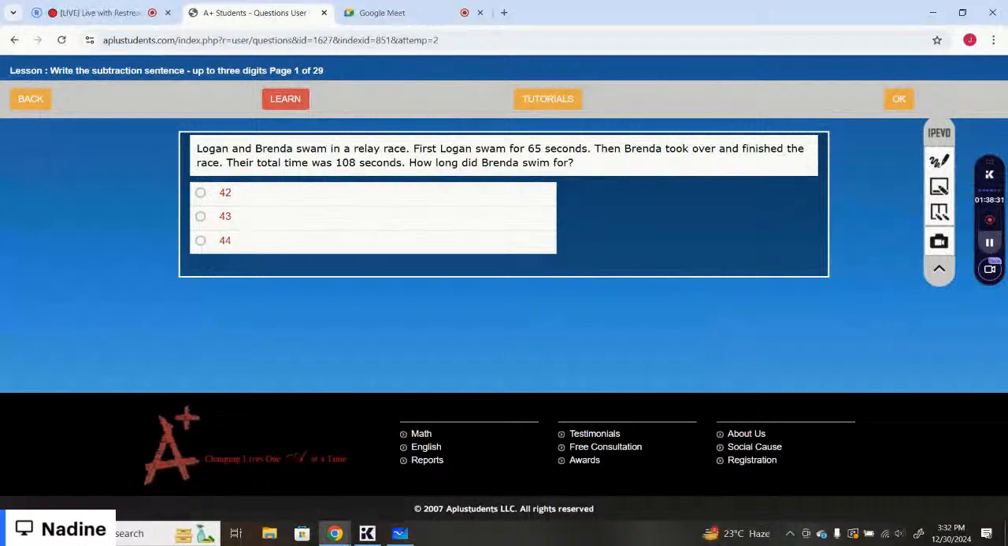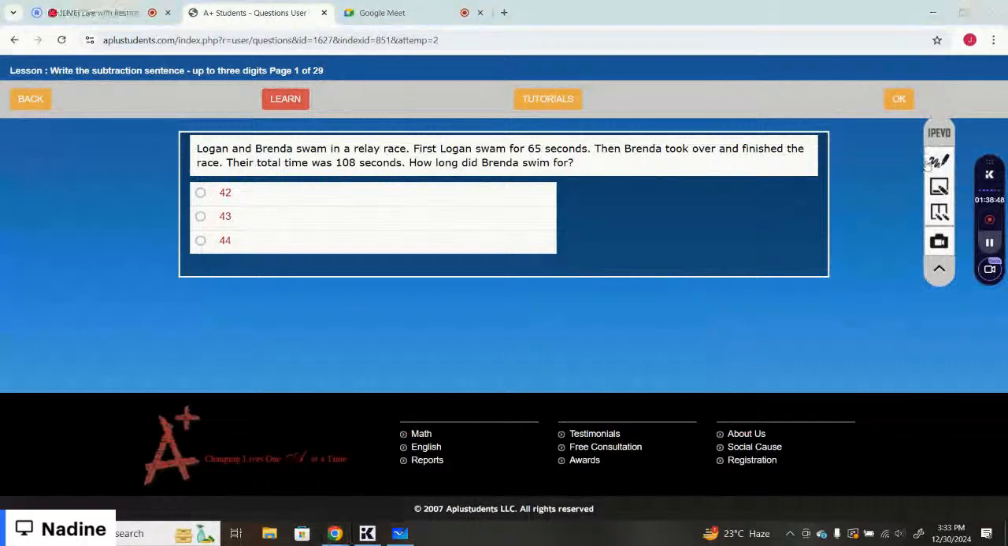Logan and Brenda swam a relay race. First, Logan swam for 65 seconds. Then, Brenda took over and finished the race. Their total time was 108 seconds. How long did Brenda swim for?